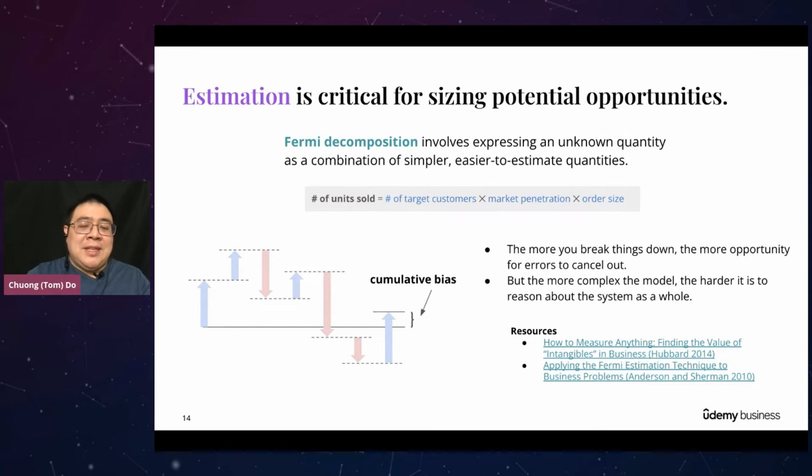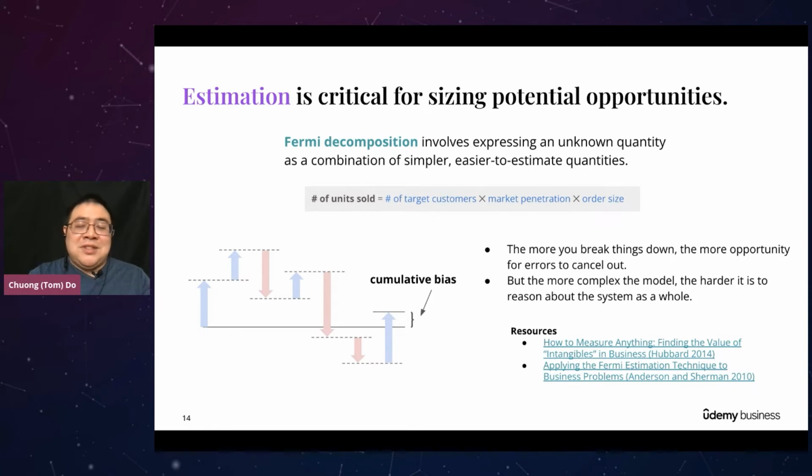So for example, if you're interested in introducing some new product line, you might try to estimate the number of units sold by multiplying the number of target customers by the amount of market penetration that you think you can achieve, and multiplying that by the order size for each customer who decides to purchase.